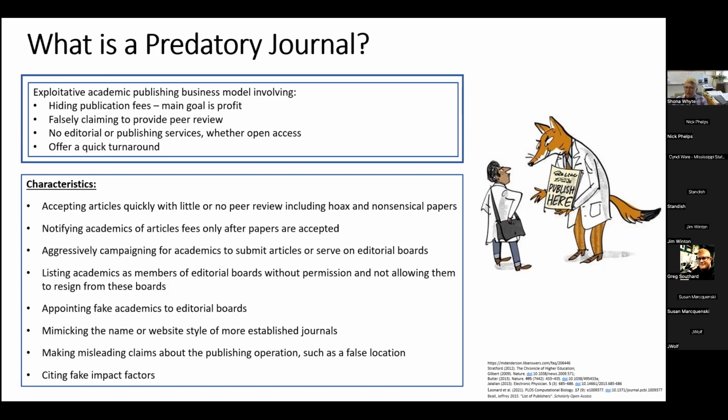And the individuals that are still alive and assigned to these boards find it very difficult to have their names removed or to resign from them. They'll appoint fake academics to the editorial boards. They'll mimic the name or the website style of more established journals. They'll make misleading claims about the publishing operation or location of the journal office, and they'll also cite fake impact factors. So almost like parasites on the system.